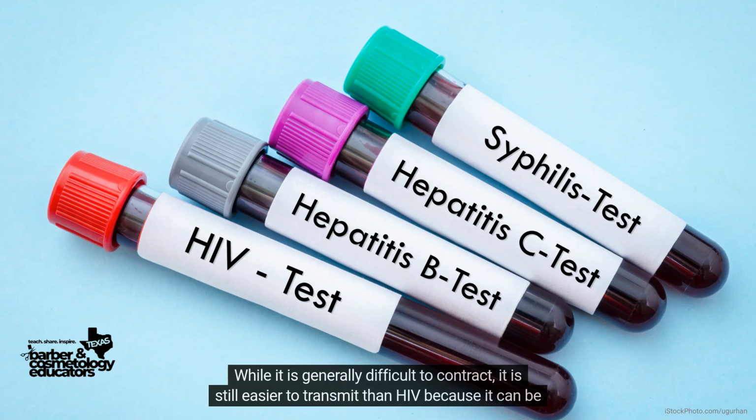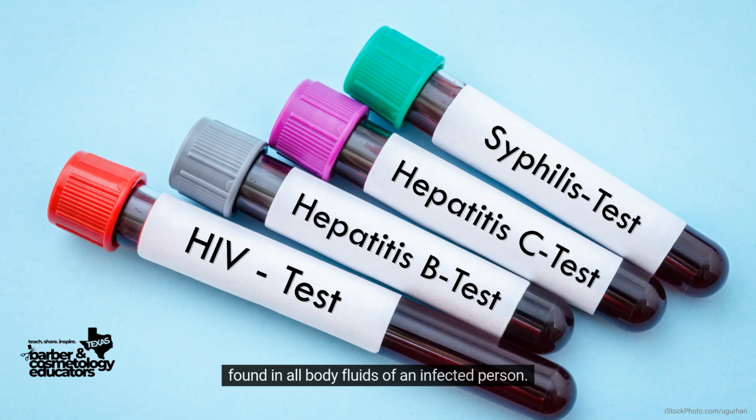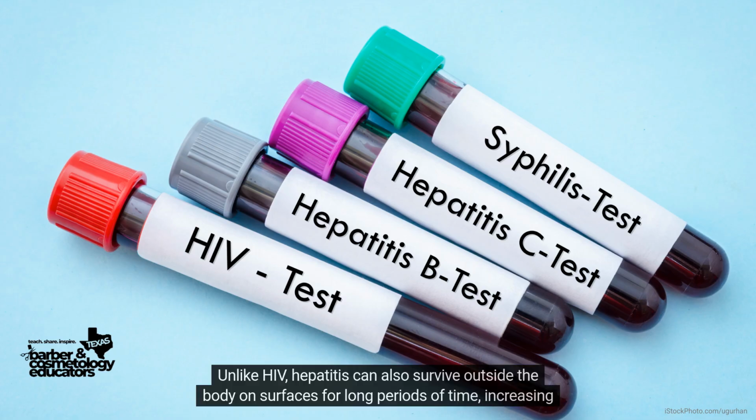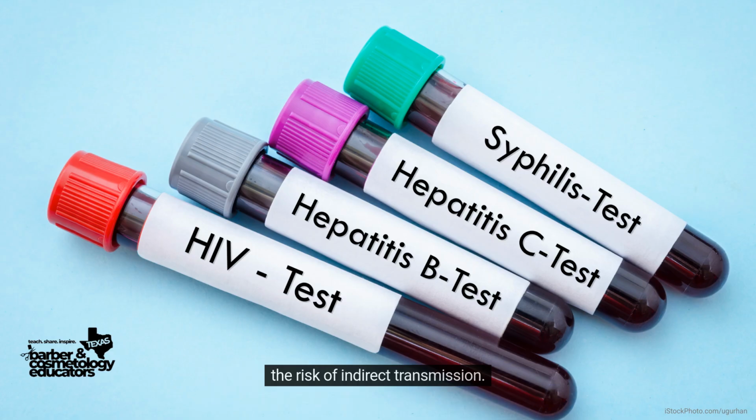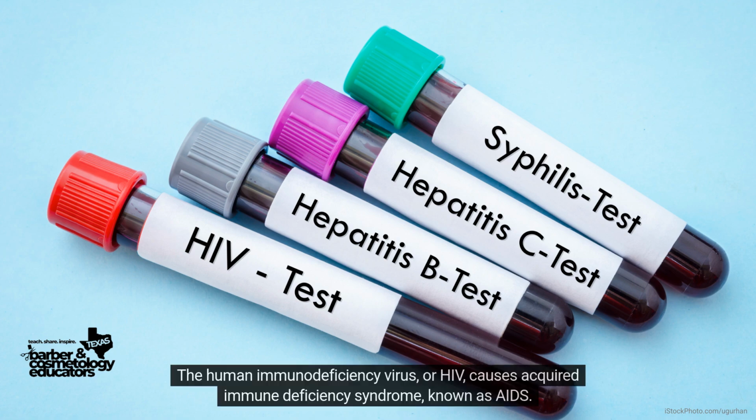While it is generally difficult to contract, it is still easier to transmit than HIV because it can be found in all body fluids of an infected person. Unlike HIV, hepatitis can also survive outside the body on surfaces for long periods of time, increasing the risk of indirect transmission. The human immunodeficiency virus, or HIV, causes acquired immune deficiency syndrome known as AIDS.